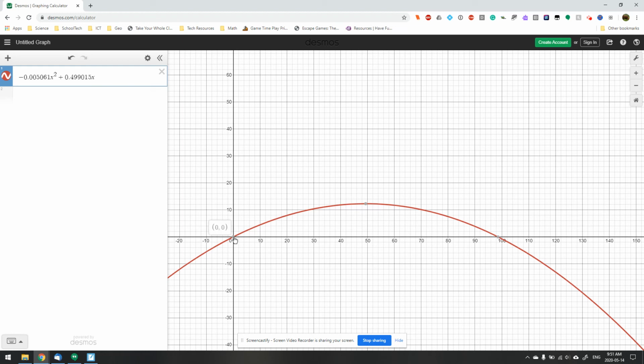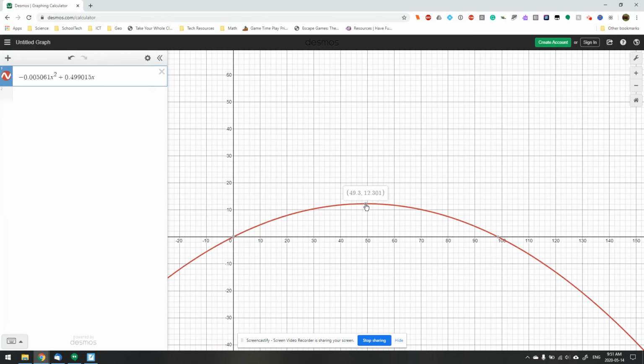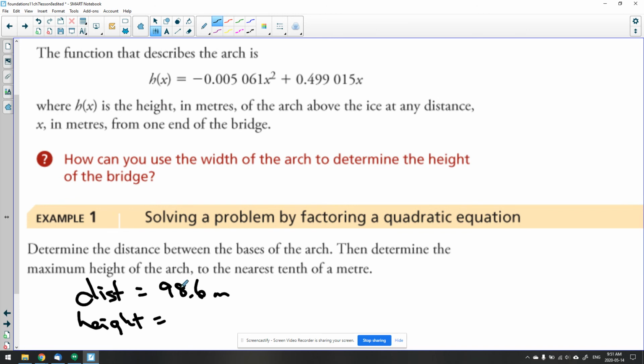So we have an x-intercept at 0 and 98.6. So the distance equals 98.6 meters long, and maximum height. Well, we go back to our graph, look at our maximum point here, and the maximum height is 12.3 meters. So we use graphing to solve that quadratic.